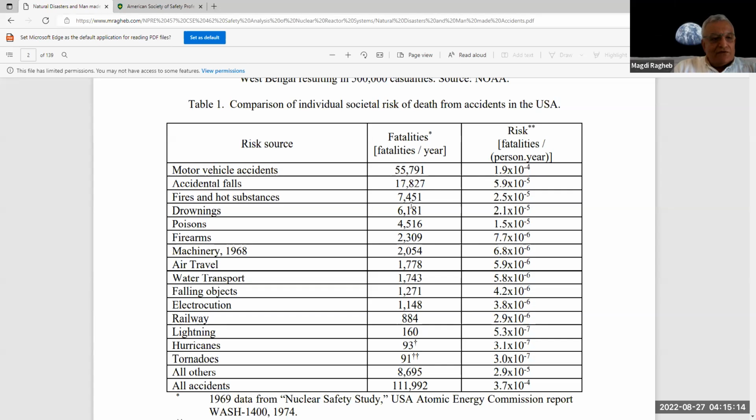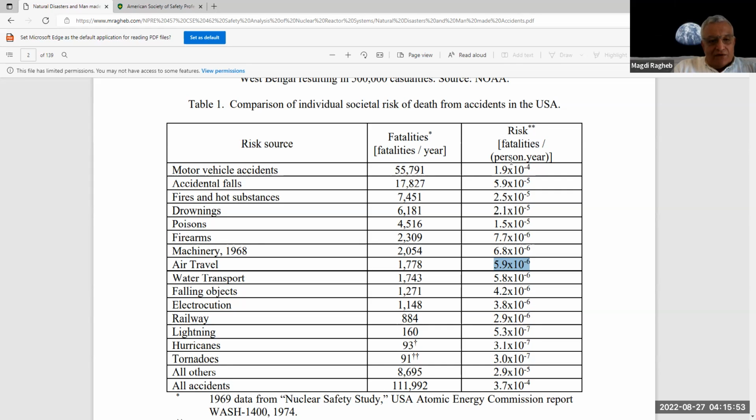Now let's talk risk in the United States. Fires and hot substances, drowning, poisons, firearms, machinery, air travel. You notice that air travel doesn't have a very high risk. It's less risky, in fact, to travel by air than to travel by motor vehicles. In fact, here in motor vehicles, the accident can be caused by not yourself, but the other person involved in the accident. Falling objects and water transport, electrocution, railway, lightning, hurricanes, tornadoes, and all other causes are listed here.